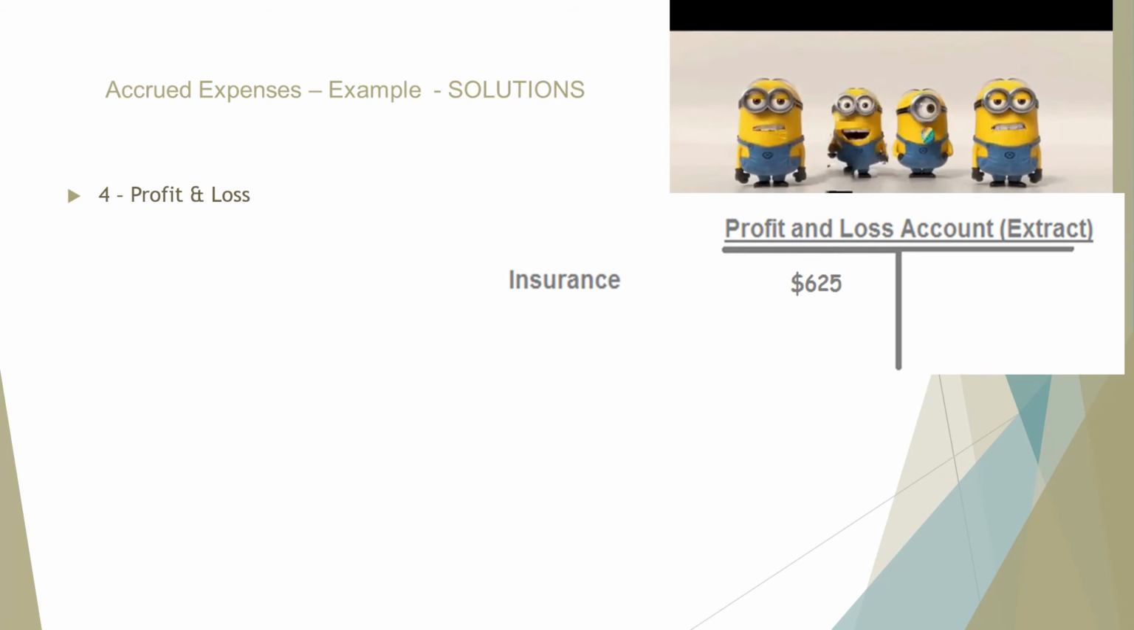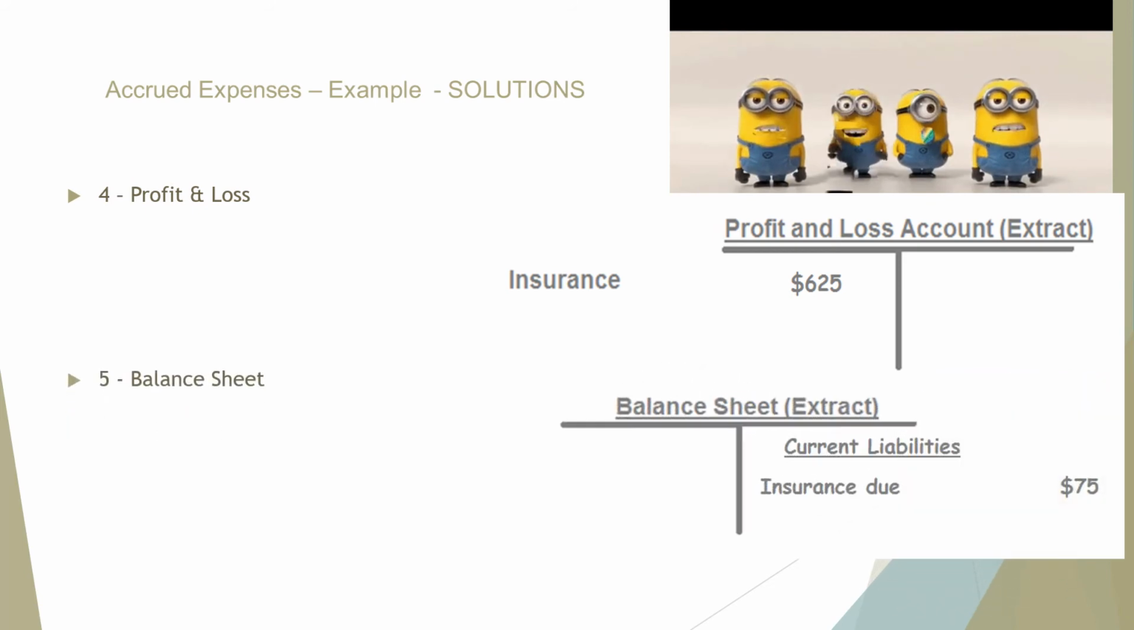Effect on the profit and loss: the insurance is now 625. That's from our new trial balance. And effect on the balance sheet, like we have just said, on the credit side we have current liability, insurance, $75.